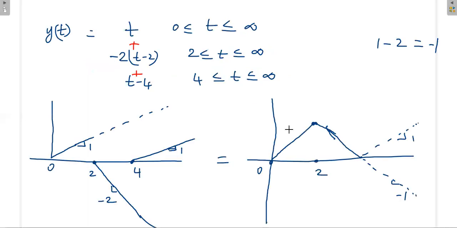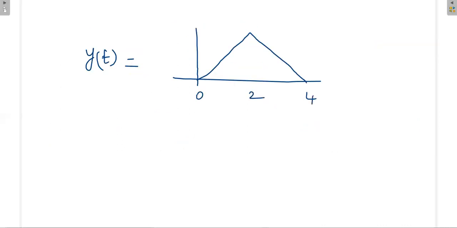Okay, exactly at t is equal to 2, what is the value? Definitely 2. Either that you can sum it here or here, no problem. You will be getting exactly at t is equal to 2, you will be getting 2 as the value. Then this is our final y of t.